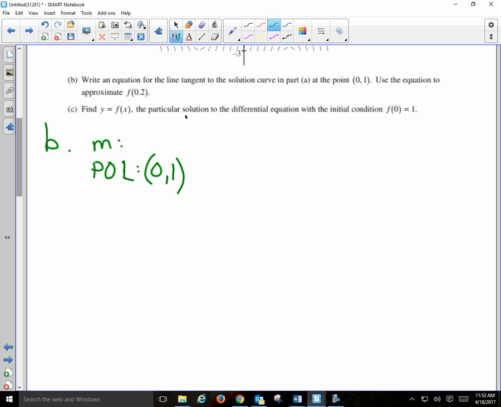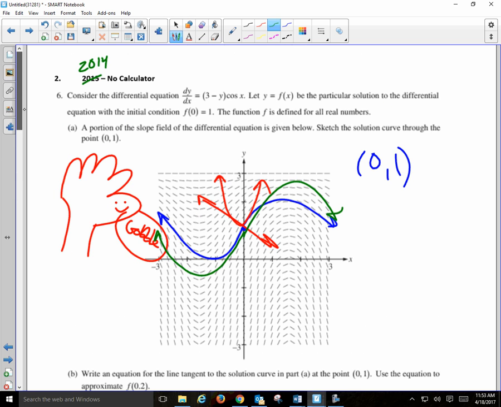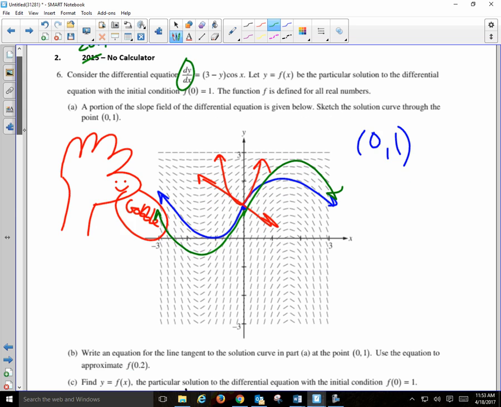Rise over run. In calculus, we look for the derivative. Do we have a derivative? Yes, dy over dx is the derivative. This is the derivative right here. The slope field tells us the derivative. This equation tells us the derivative. So we have 3 minus y cosine of x.